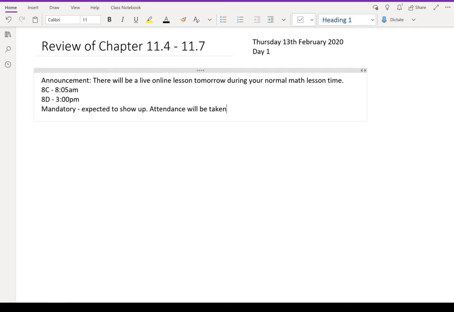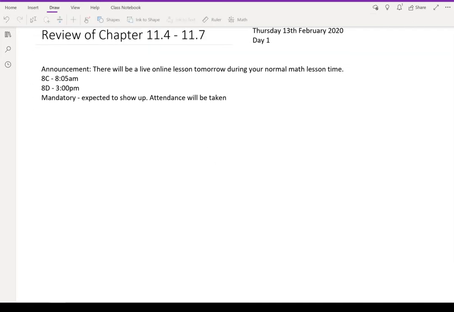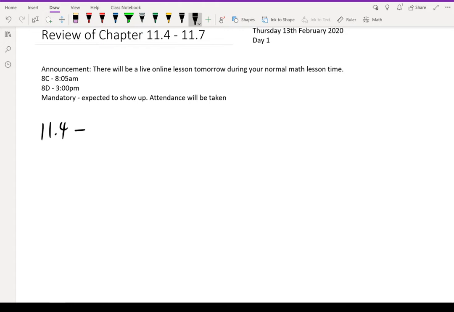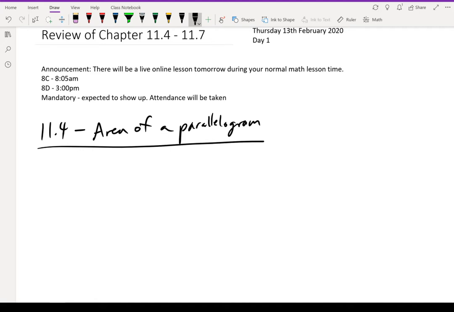Okay, so let's get on with our review for chapters 11.4 to 11.7. So in 11.4, we talked about the area of a parallelogram. So what is a parallelogram? I'm just going to quickly sketch it out for you. This is a parallelogram where the opposite sides are parallel to each other.